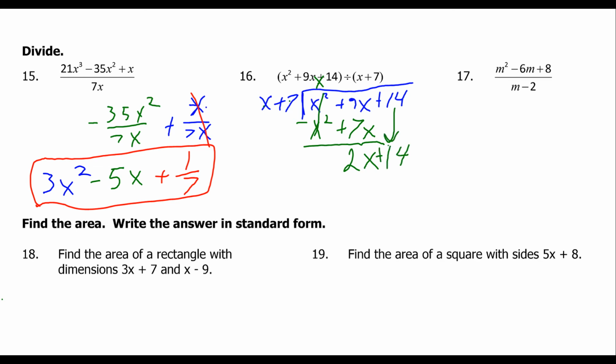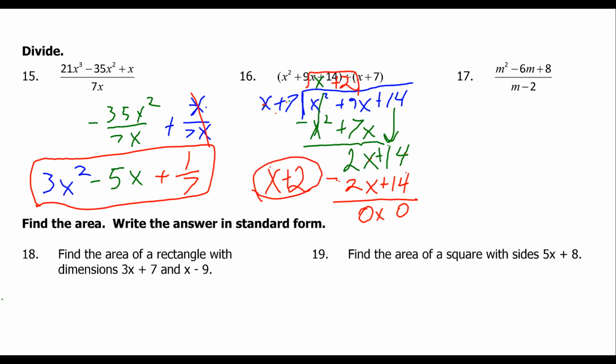Okay, our plus 14. Now, we're going to try to do x into 2x. Last time I checked, x times 2 is going to be 2x. So we go plus 2. X times 2 is 2x. 7 times 2 is 14. Now we're going to subtract these two rows. 2x minus 2x is 0x. 14 minus 14 is 0. And as you can tell, there's a 0 remainder, and therefore that is our answer to that question. So x plus 2. All right?